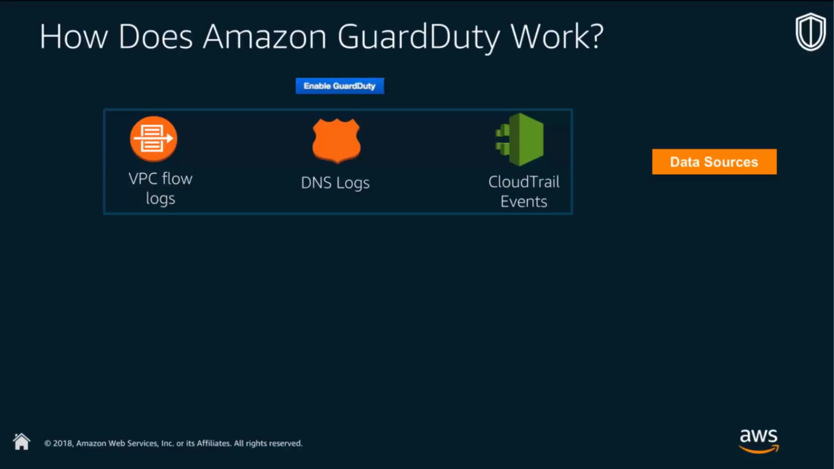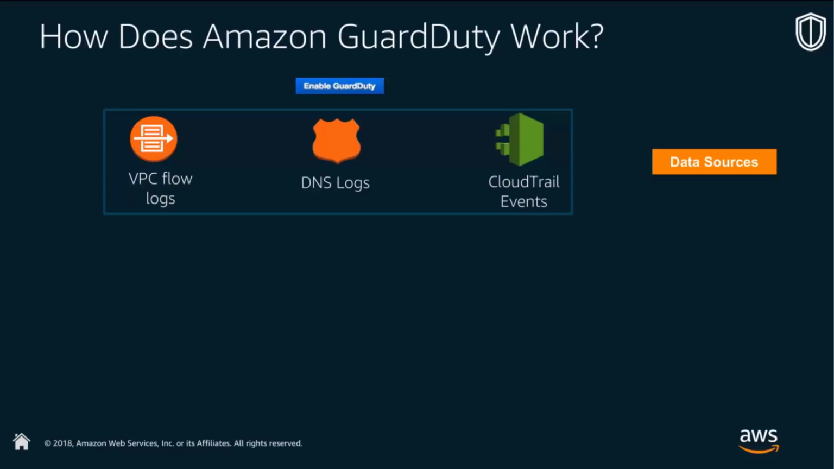different data sources. VPC flow logs ingest data from all the network ENIs or network cards inside of all the VPCs inside of your AWS accounts. So it will look for data such as IP addresses, ports, protocols, amount of data being transferred.